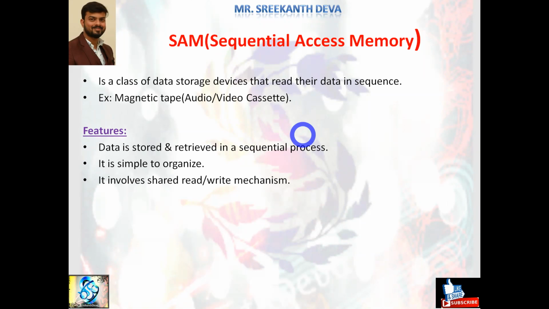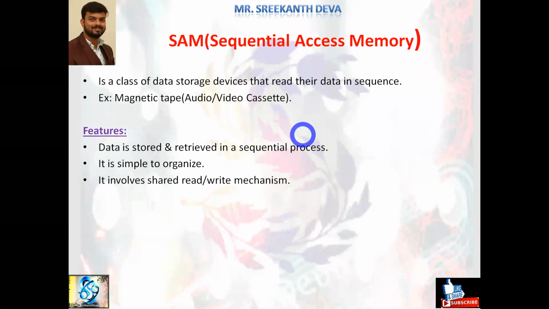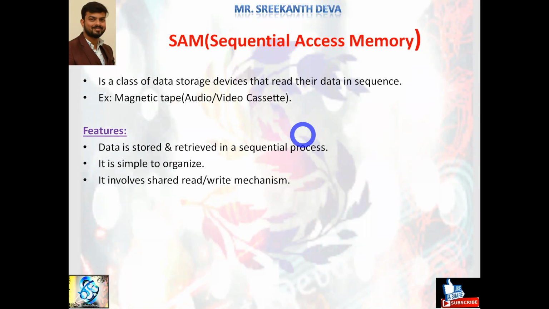Data is stored and retrieved in what? A sequential process. But direct access memory directly stores and retrieves data. In sequential access, we must begin at the beginning and access each element in what? In order, one after another. But direct access allows the access of any element directly by locating it by its index number or address.